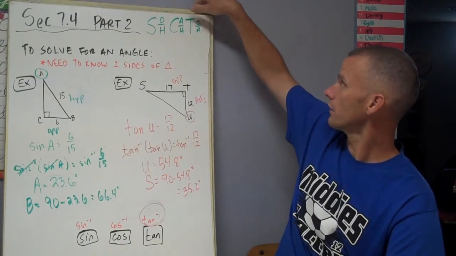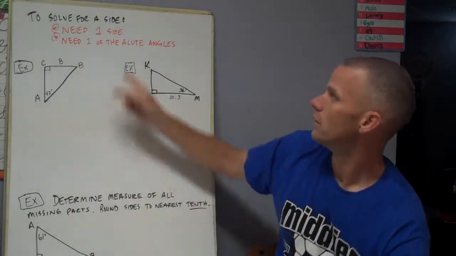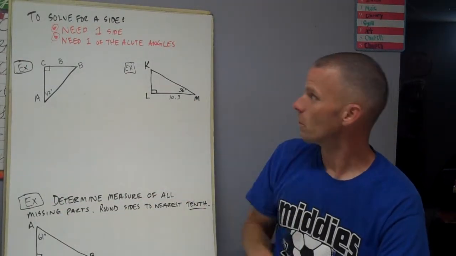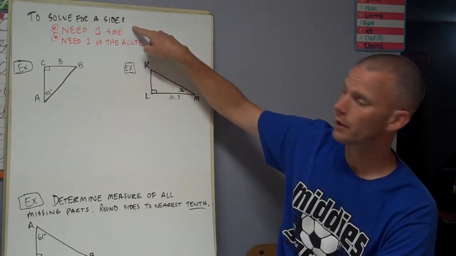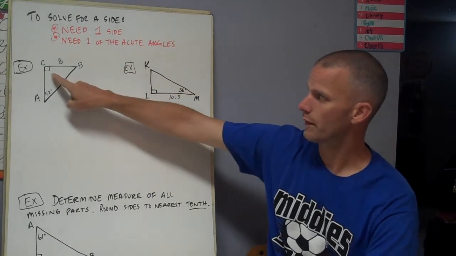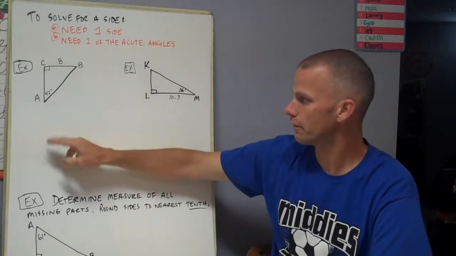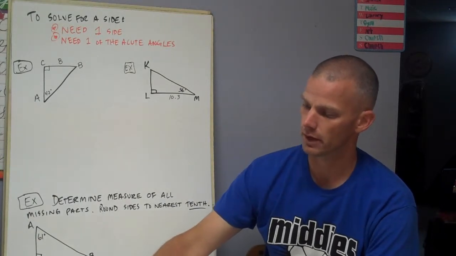So the last thing then left to do is solve for a side. If you want to solve for a side, two things we need to know. We need to know one of the sides of our triangle, doesn't matter which side. We also need to know one of the acute angles. We never work off the 90-degree angles in terms of our trig ratios. We talked about that in doing our setups.